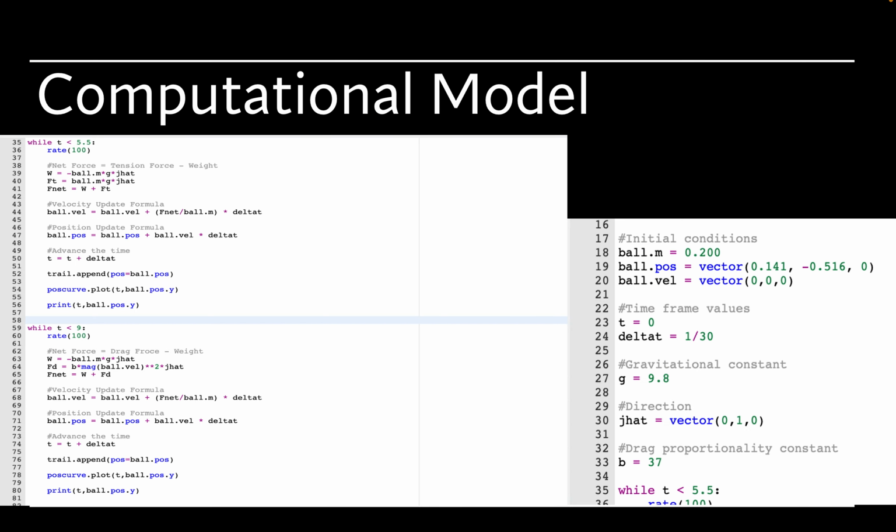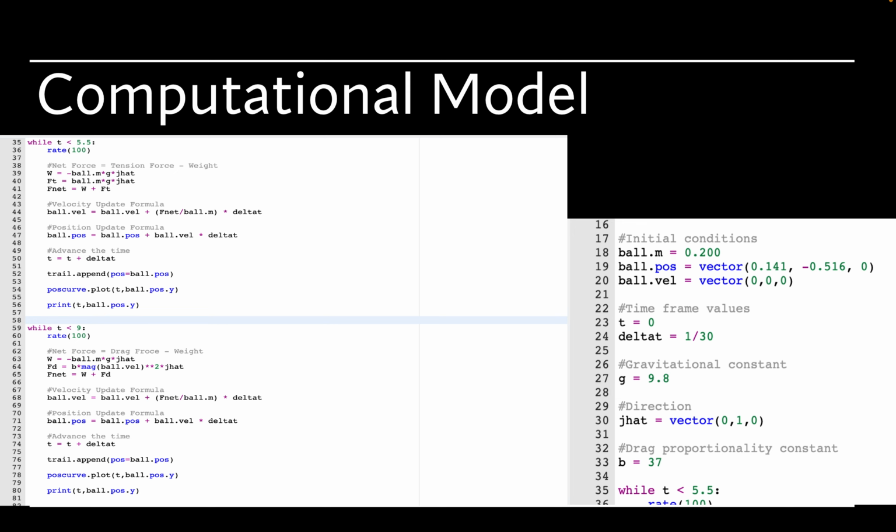So this is the computational model, the code for it. For initial conditions, the mass was 0.2, the position was 0.141 in the x direction, negative 0.516 in the y direction, and 0 in the z direction. The velocity was 0 in all directions, delta t was 1/30th of a second, and g is 9.8. I found the value for b using trial and error.